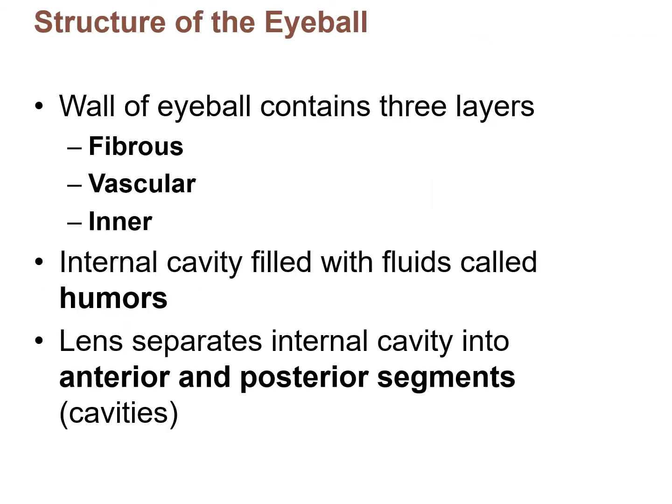The eyeball has three layers: outer, middle, and inner, but we'll call them fibrous, vascular, and inner. We're going to go through each of the three layers on the upcoming slides. The inside cavity of the eyeball is filled with fluid. Those different fluids are called humors. And your lens inside your eye is going to separate that internal cavity into two segments, the anterior and posterior segments, which we'll see a little later on, also called anterior and posterior cavities.